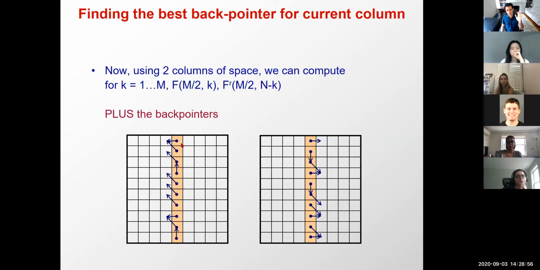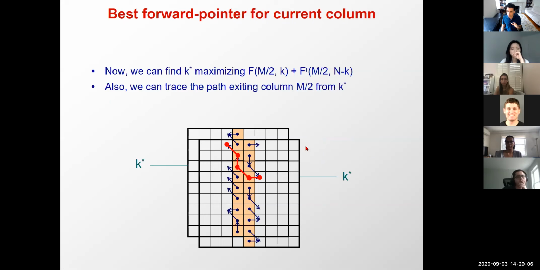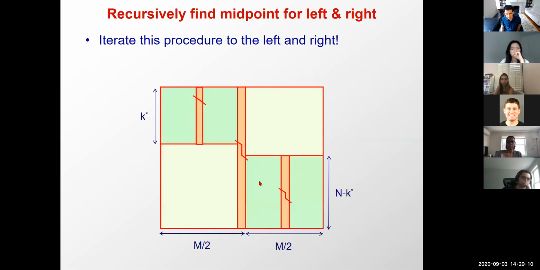So we now have the maximum score in the middle column and the best point of entry and point of exit. And how long did it take us to compute that? It took us n squared. And that's okay, because now that I have my entry and my exit, I can just recurse.